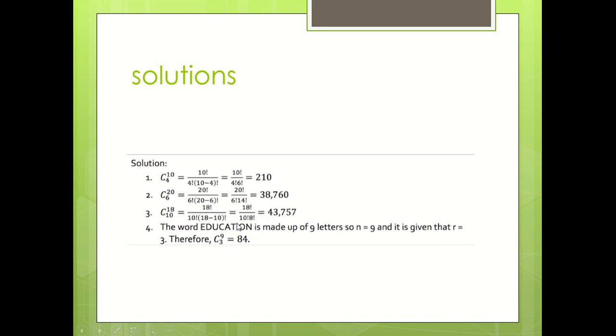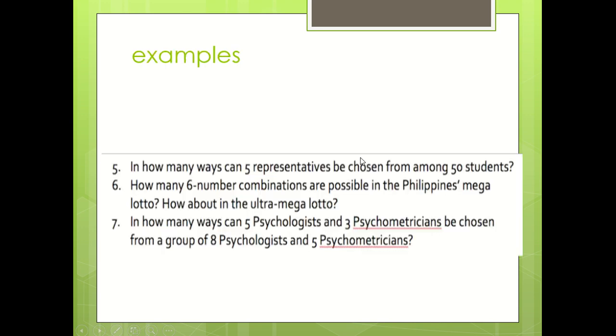So you may check using your scientific calculator. So in number 4, 9 is our n, r is equal to 3. The combination of 9 taken 3 at a time is equal to 84. So there are 84 possible combinations using the word education taken 3 at a time.